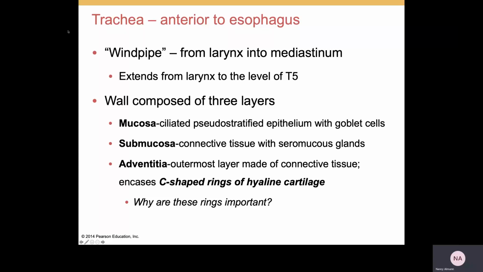And the most superficial layer is going to be the adventitia, which is going to be composed of connective tissue. That will encase those C-shaped rings of hyaline cartilage. Why is it crucial that the larynx and the trachea, and the primary bronchi, actually going down to secondary and some parts of the tertiary bronchi, are formed of hyaline cartilage? Why is the fact that there's so much hyaline cartilage in the respiratory tract important? Think about that, and we will address it.